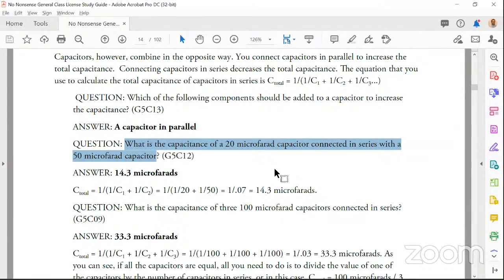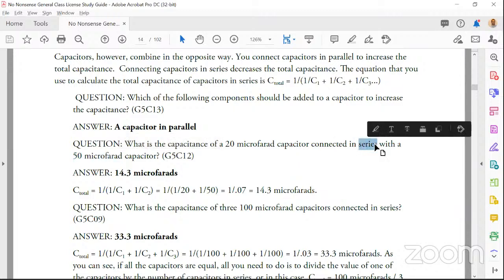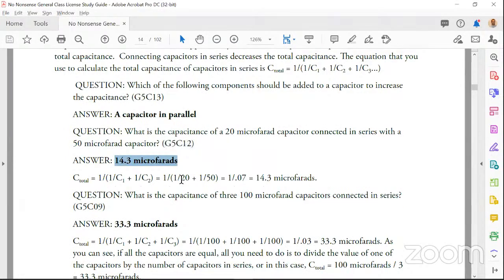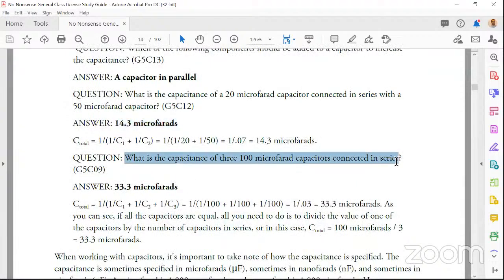Again, a worked example, but let's take a moment to dissect. They're asking us about capacitance, and we are given the values of 2 of the capacitors, 20 microfarad and 50 microfarad. And how are they connected? Is it parallel? No, it's in series. So we therefore have to use the formula for series connected capacitors. And when we use our trusty formula, we get the answer 14.3 microfarad. Again, another full worked example in the last class.